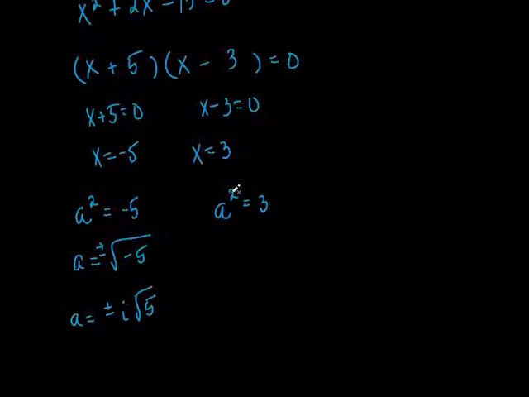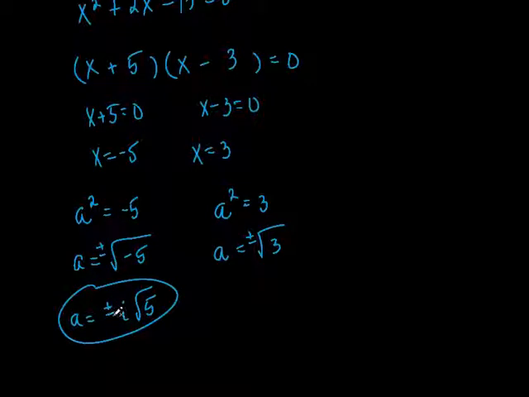Well, what else do we have to do? We got to solve for a right here too, don't we? So take the square root of both sides. If I take the square root of this side, I get a plus or minus square root of 3. Do I have to do an i thing here? No. All right, just keep it like that. So look what we have. We've got two answers here, don't we? There's a positive i square root of 5, and a negative i square root of 5. Right here, we have a positive square root of 3 and a negative square root of 3.